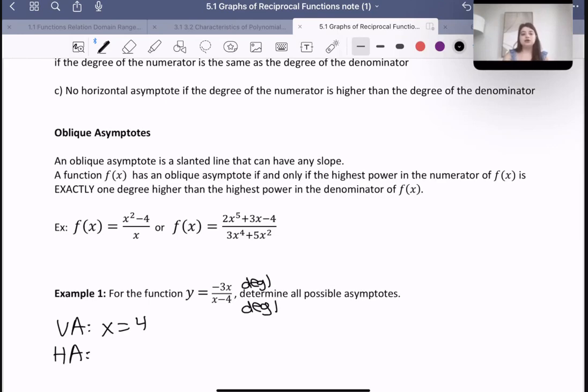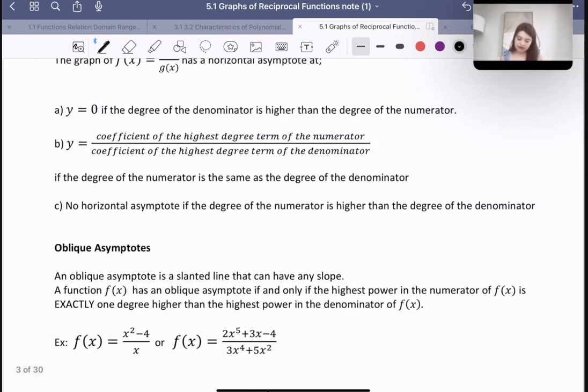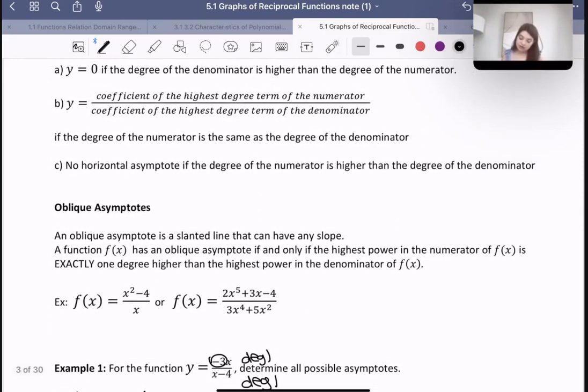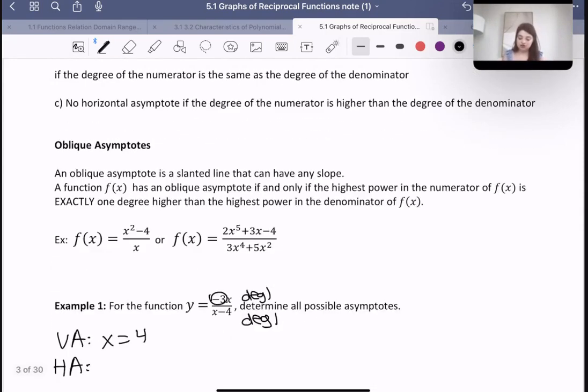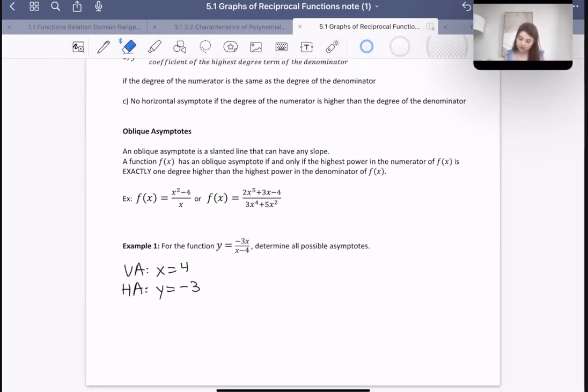Well, we take the coefficient of the highest degree term in the numerator, which in this case is negative 3, and then we take the coefficient of the highest degree term in the denominator, which is just x, so there would be an invisible 1 here. So the horizontal asymptote would be negative 3 over 1, which is just negative 3. Awesome. So that's how we would do the first one.